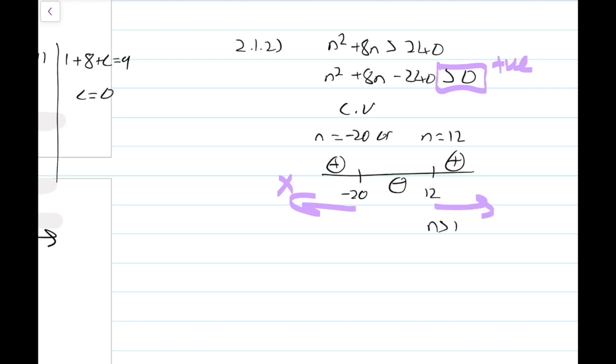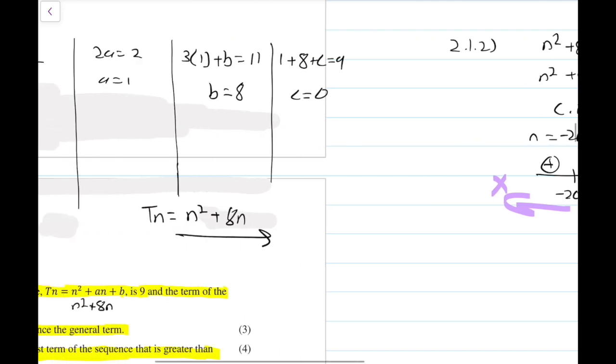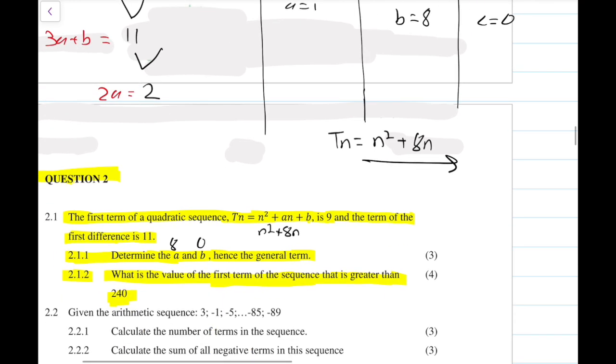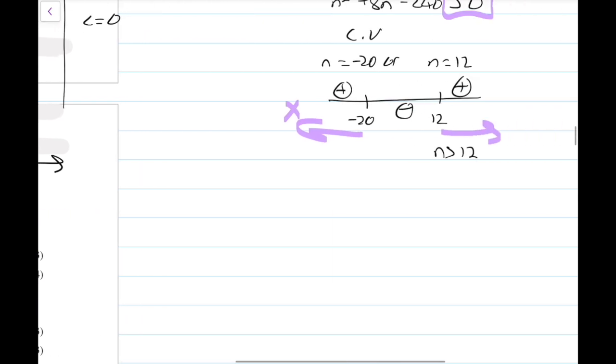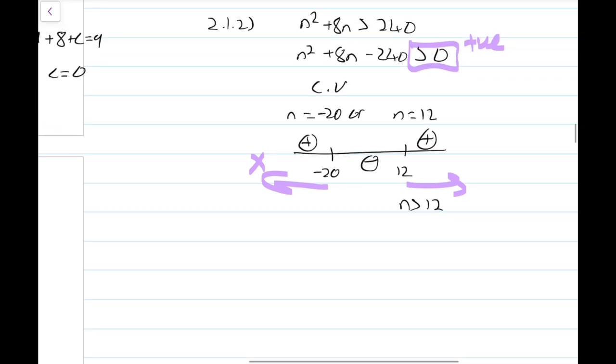But the wording here is super important. They're saying, what is the value of the first term of the sequence that is greater than 240? Greater than 240 would mean that n needs to be greater than 12. So that n value is actually going to be 13. The first term is actually going to be 13.